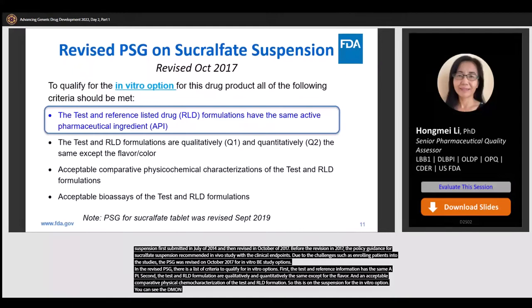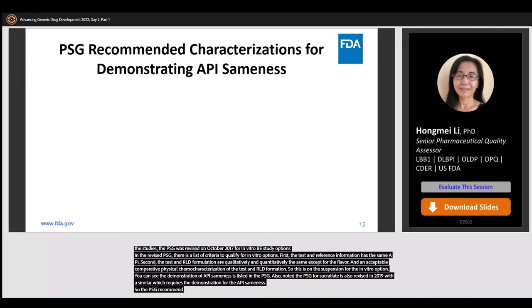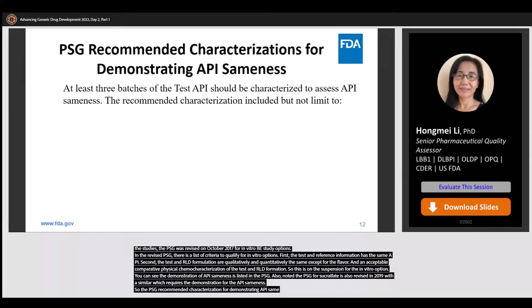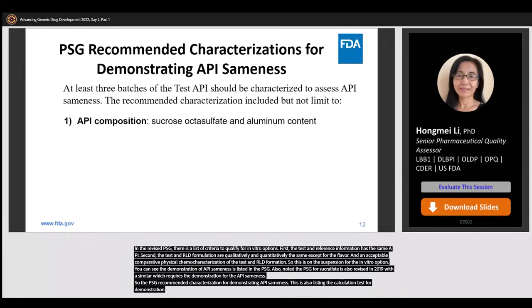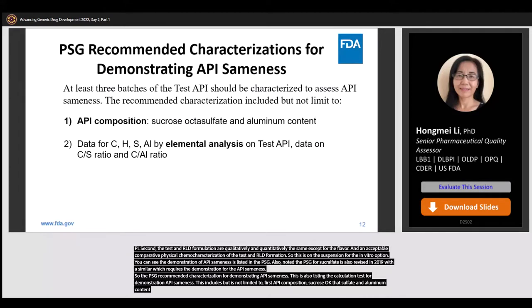Also noted, the PSG for sucralfate tablet product was also revised in 2019 with a similar in vitro option requirement, which also requires demonstration of API sameness for sucralfate. So the demonstration of API sameness is recommended in PSG. The PSG also listed the characterization tests for demonstration of API sameness. The recommended characterization includes, but is not limited to, first, API composition: the sucrose octasulfate and alumina content, and the elemental analysis data for carbon, hydrogen, sulfur, and aluminum of the test API. Second, the data on the carbon to sulfur and carbon to aluminum ratios.